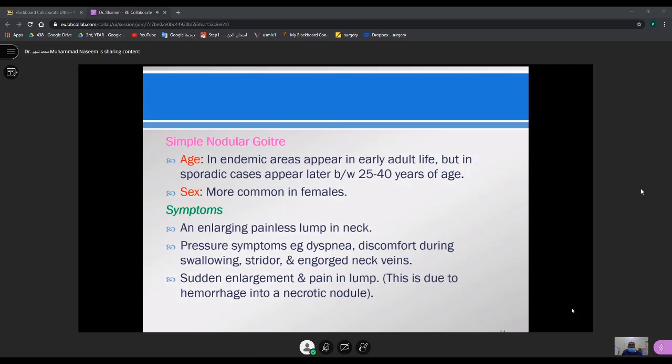There may be sudden enlargement and pain in the lump. This is due to hemorrhage into a necrotic nodule. So we have to differentiate, if a patient with thyroid swelling comes with pain, whether it is due to inflammation or necrosis and hemorrhage into the nodule.